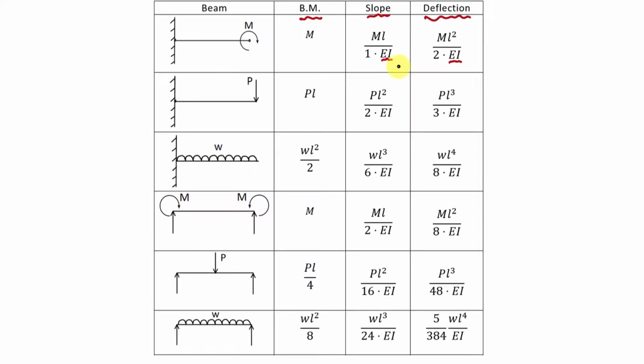Fine? So actually you can see that power of L is increasing from bending moment to slope and from slope to deflection. Fine. Now we only have to remember these constants in denominator, right?